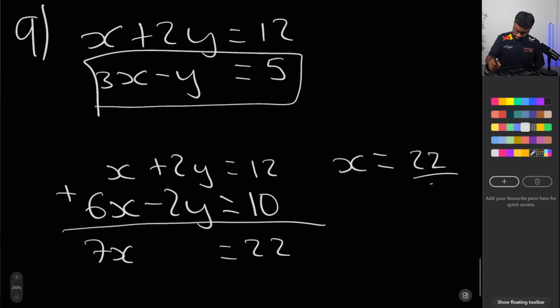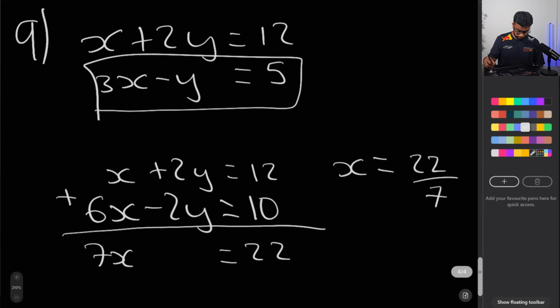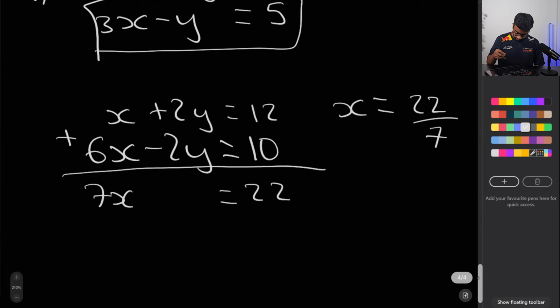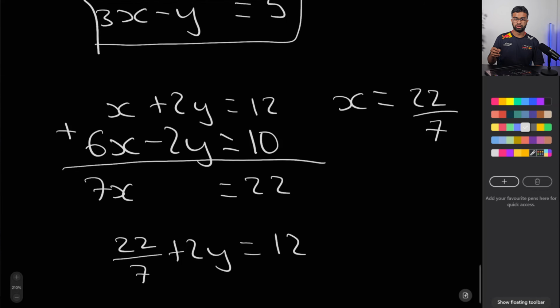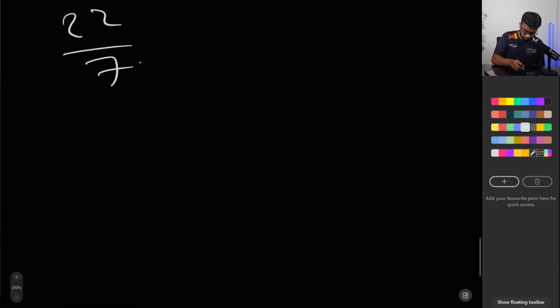So then x equals 22 over 7. And if you wanted to work out y, we could just substitute this into either of our equations. So we could say, if we choose the first one, we'd have 22 over 7 plus 2y equals 12. We could do this on a calculator, or we could just try and work it out like I'll do. So we can see that 22 over 7 plus 2y equals 12.